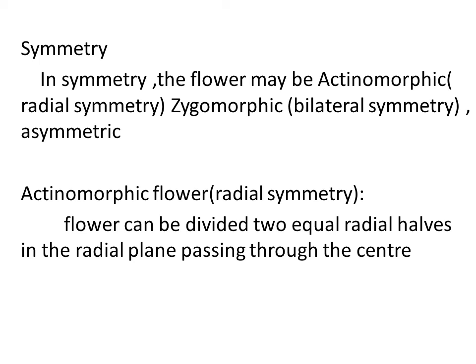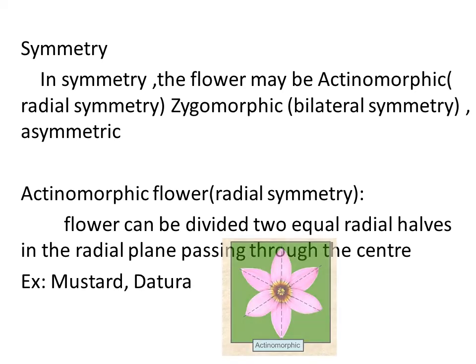Because the kind of symmetry of the flower is actinomorphic symmetry. Clear? So when the flower is showing actinomorphic symmetry, such flowers can be divided into two equal halves through any plane passing through the center. Such kinds of flowers are called actinomorphic flowers, and the symmetry is said to be actinomorphic symmetry. Examples of flowers showing actinomorphic symmetry are mustard. In the mustard plant the flowers show actinomorphic symmetry. Then in the datura plant also the flowers show actinomorphic symmetry. You can have a look at the diagram here.